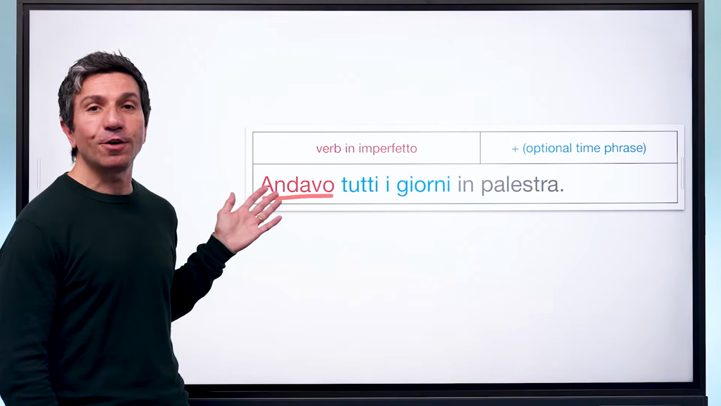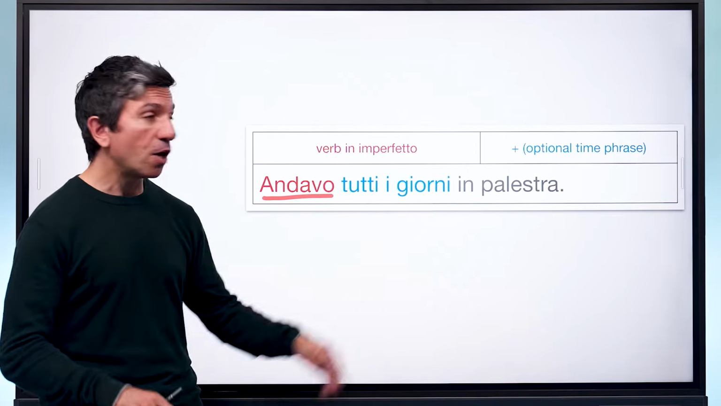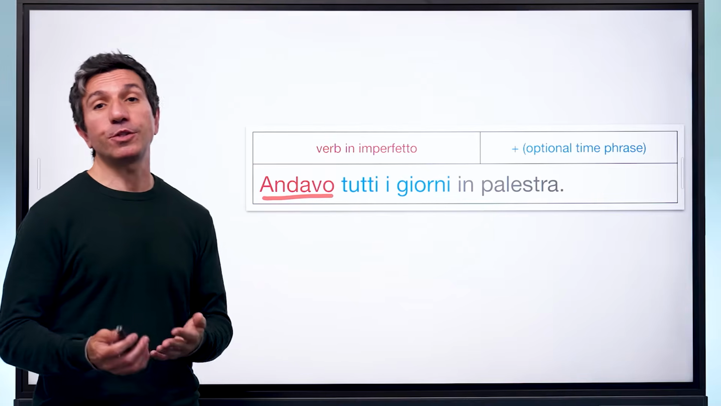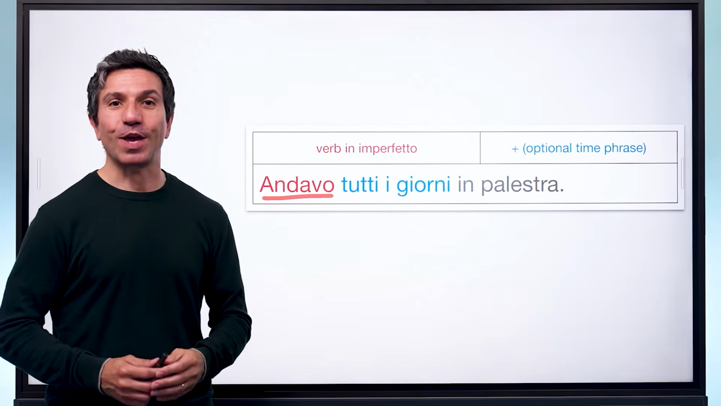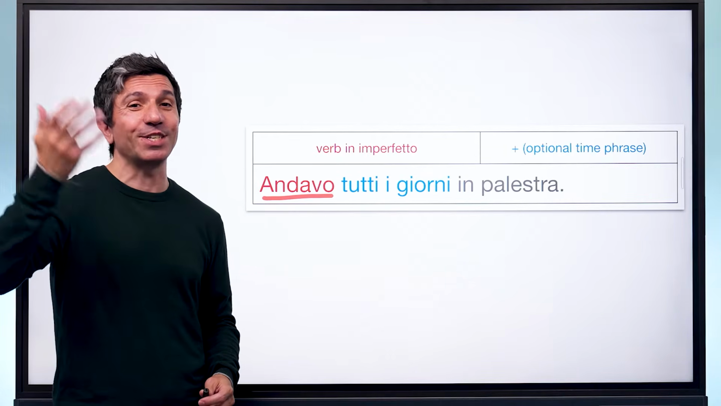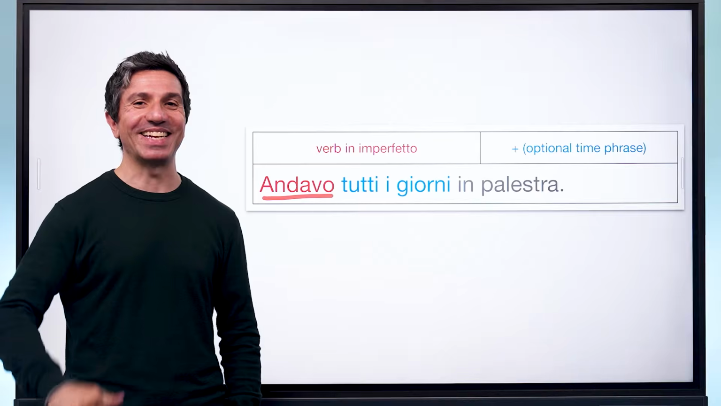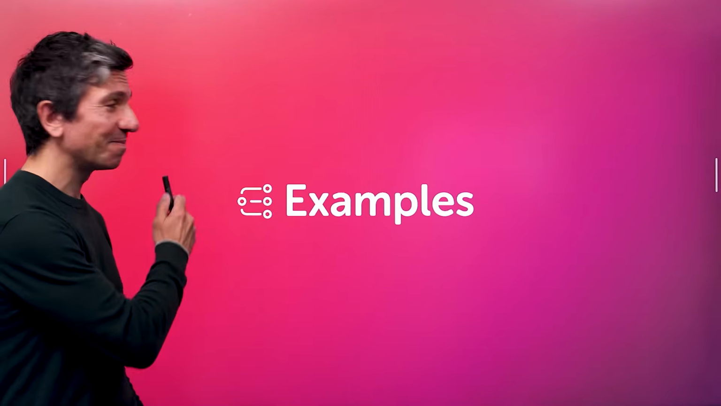The sentence follows the pattern of the verb in the imperfetto plus optional time phrase, used to describe past habits or repeated actions. Now, you can use this structure to describe past habits and repeated actions when you are speaking in Italian. Now, let's look at some speaking examples.